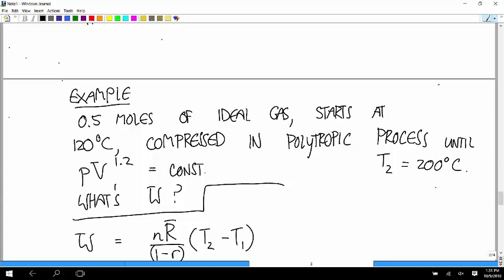Okay, so whenever you see PV to some power is equal to a constant, that's a polytropic process, and the R is the exponent on the volume.